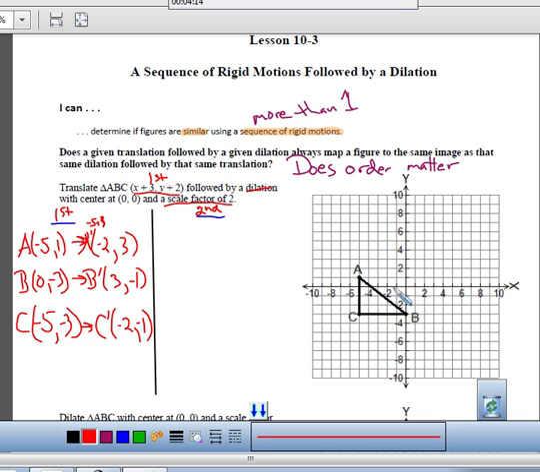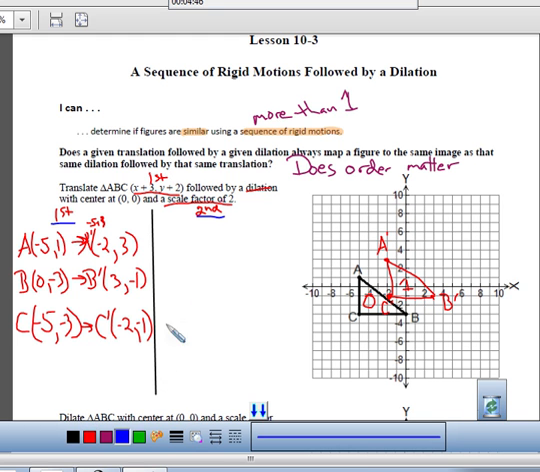So we have -2, 3, that's here. We have 3, -1. And then we have -2, -1. Label them A prime, B prime, C prime. Remember, here's our original figure. So connect these points. Well, that wasn't a very straight line, neither was that. This is our first transformation.